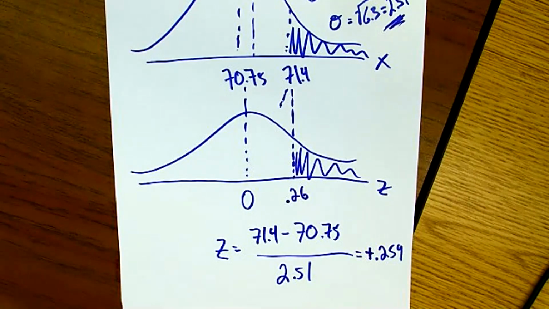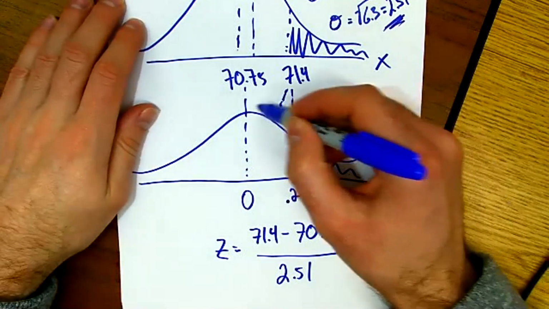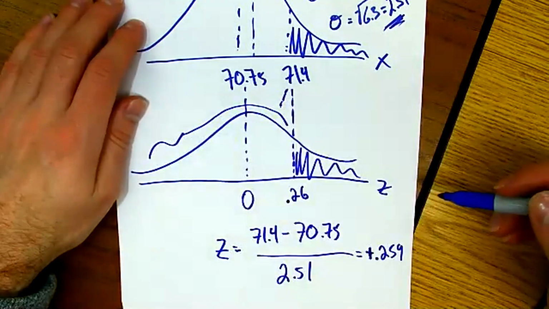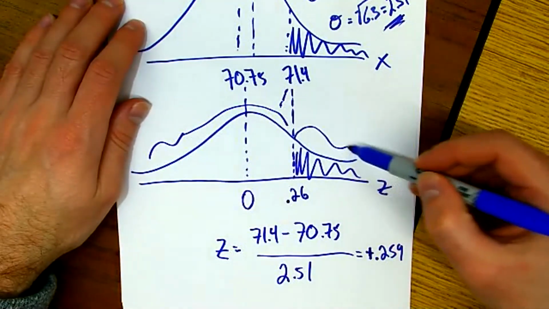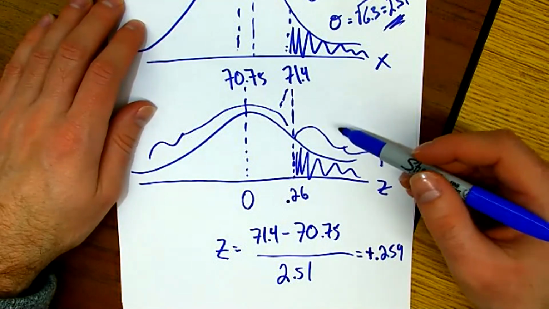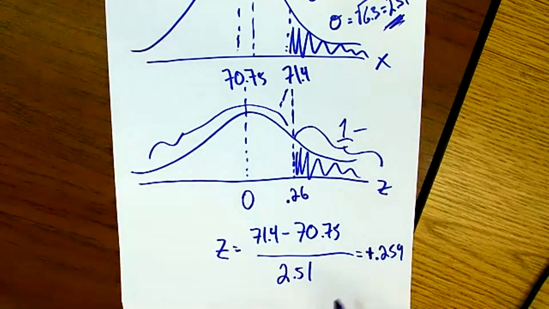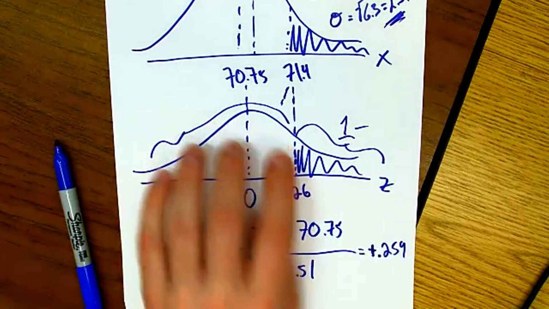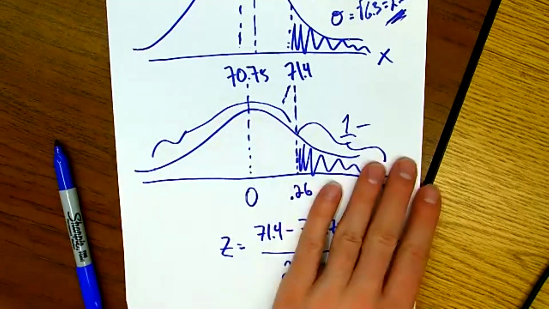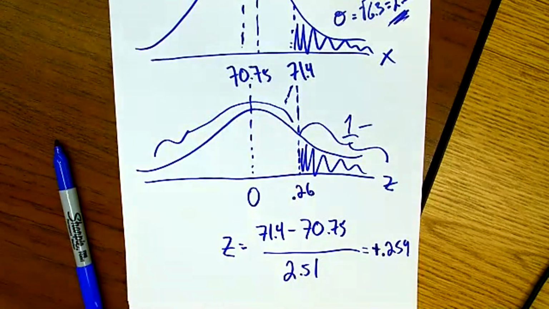Now when I go to the table and look up 0.26, the table will tell me the area to the left. I want the area to the right, so what am I going to have to do? Yeah, just subtract that from 1, right? Whatever the area to the left is, I know the area under the curve is 1, so these two things have to be complements, so I can just subtract it from 1.